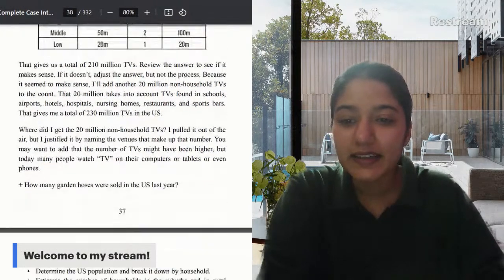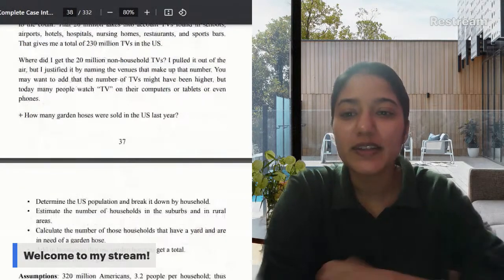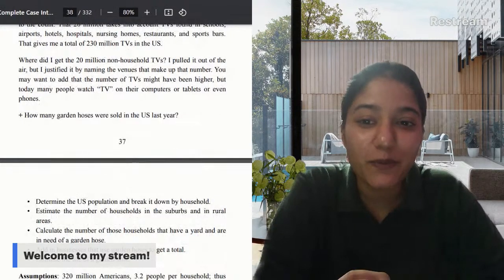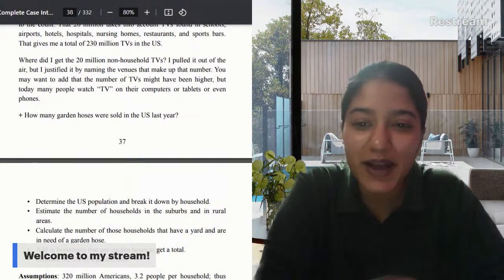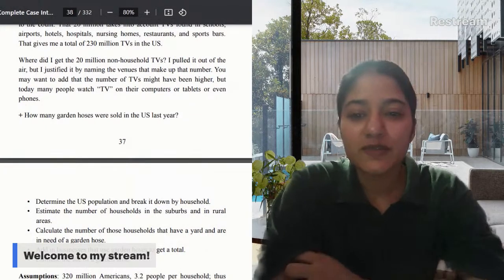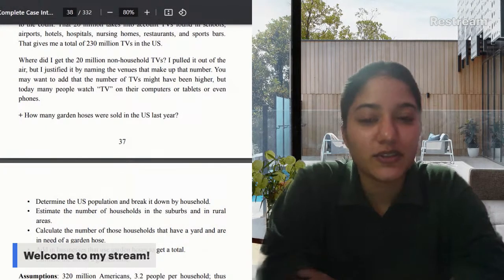So where did I get the 20 million non-household TVs? I pulled it out of the air, but I justified it by naming the venues that make up that number. So you may want to add that the number of TVs might have been higher, but today many people watch TV on their computers or tablets or even phones.